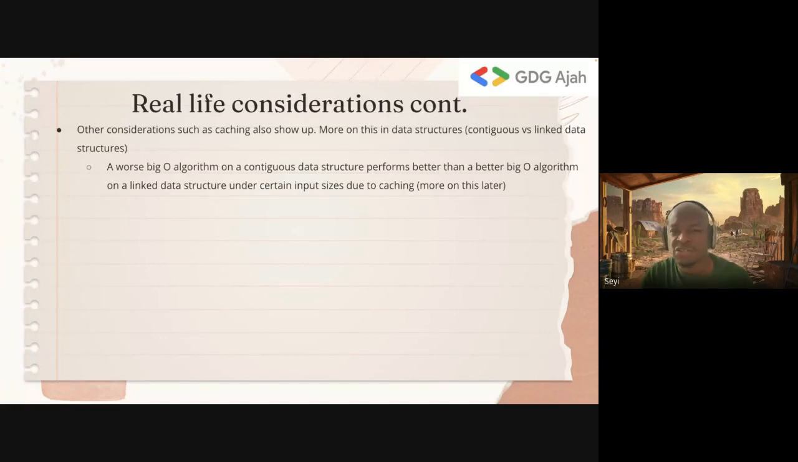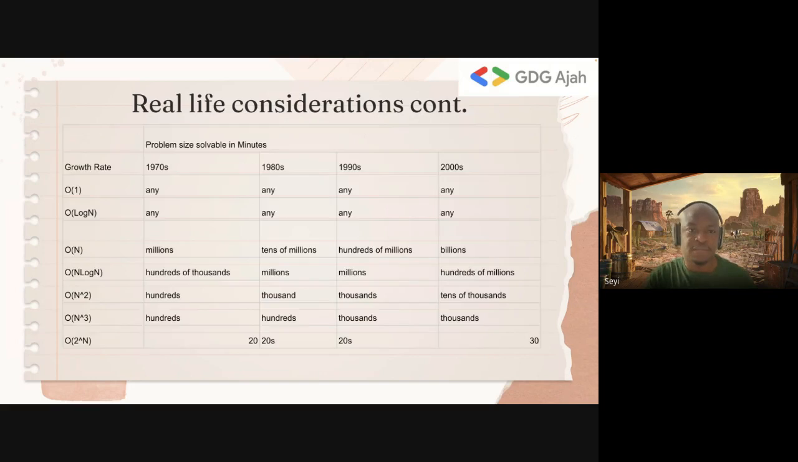And then there are some other considerations, such as caching, that might show up later. Essentially, what I'm trying to explain here is that sometimes an algorithm that has a worse big O will perform better than an algorithm that has a lower big O because of some other factors in some cases. So we can just go through it, and we'll talk about this later.